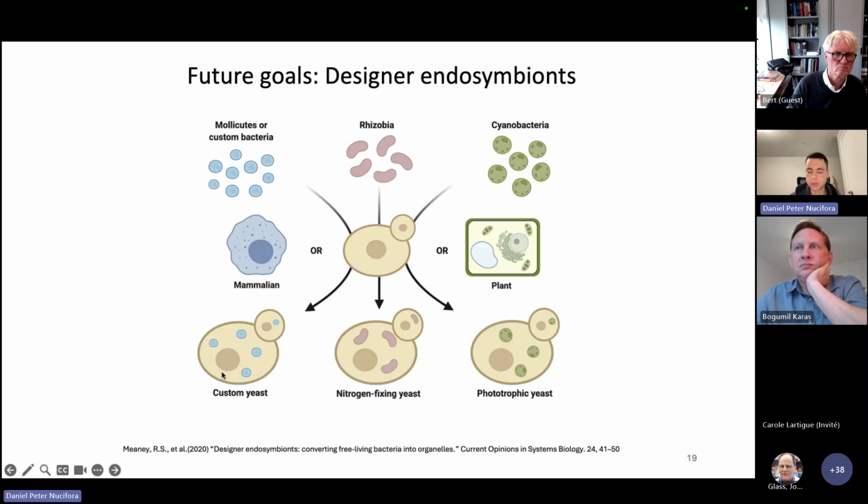My lab is also interested in the creation of designer endosymbionts, so turning bacteria into designer organelles. And just knowing how well Acholeplasma fuses into yeast, this could be another potential avenue of research that happens with laidlawii in the future.